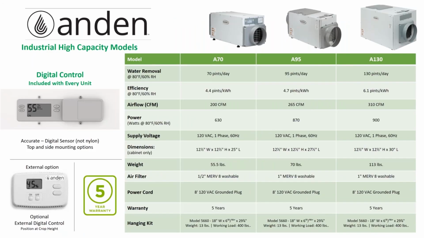We have smaller models for things like drying rooms, smaller grows. If you want some supplemental dehumidification, if you're trying to really crash in those last 2 weeks, bring that dehumidification down even further, these are designed to do just that. 70 pints per day, 95 pints per day, and 130 pints per day.